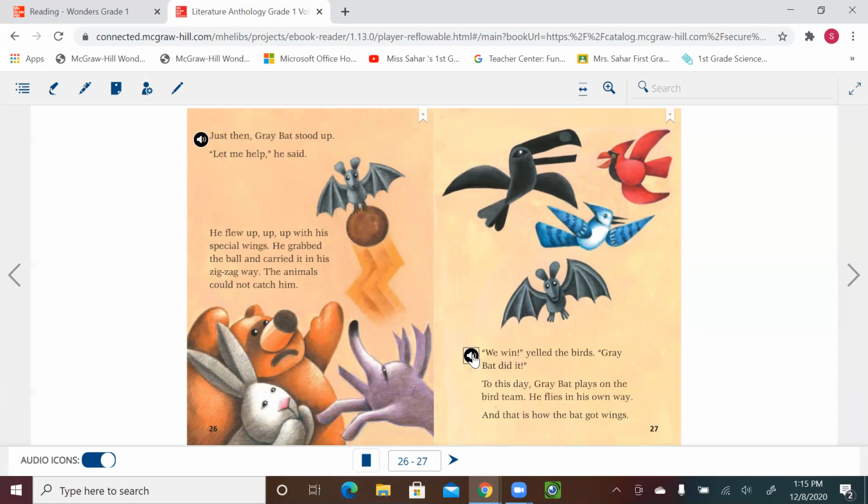"We win," yelled the birds. "Gray Bat did it." To this day, Gray Bat plays on the bird team.